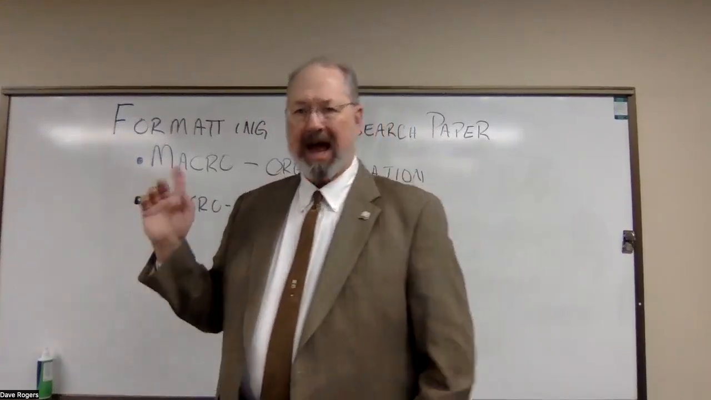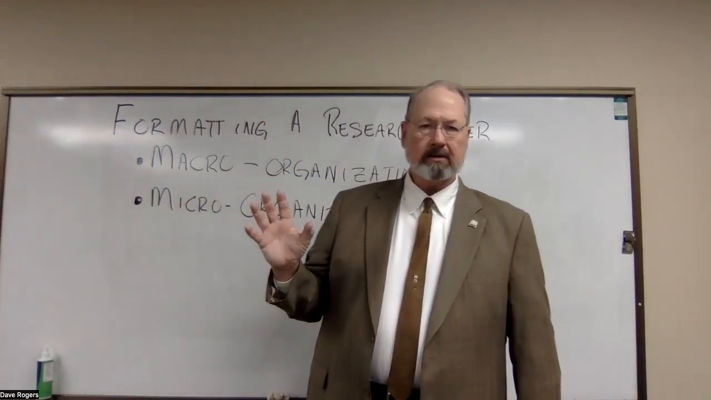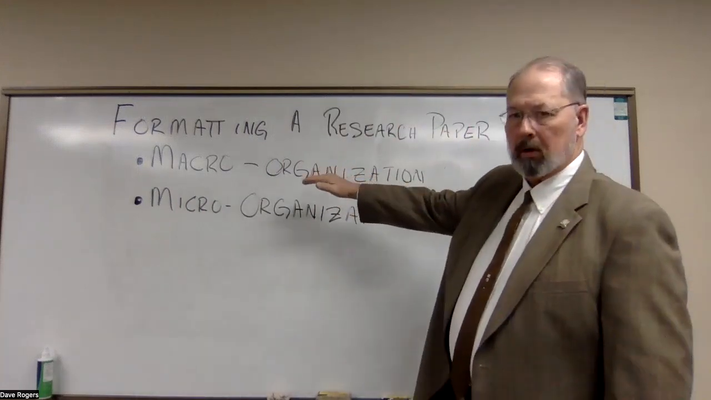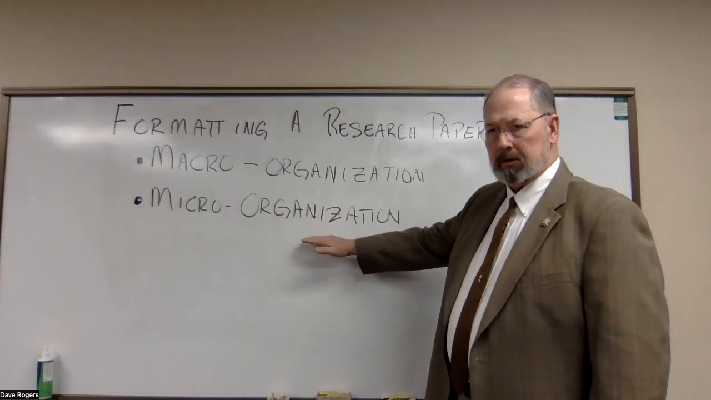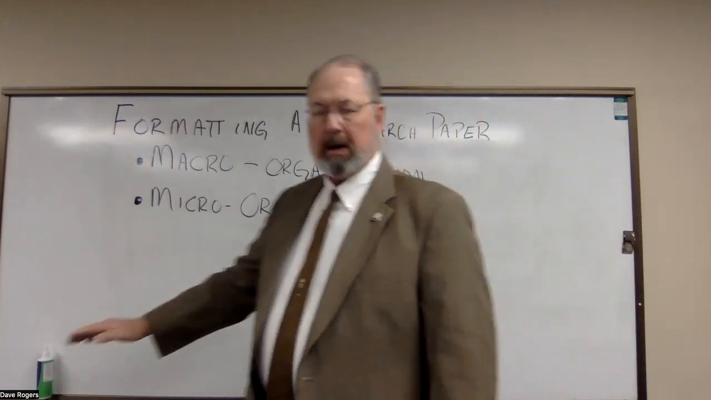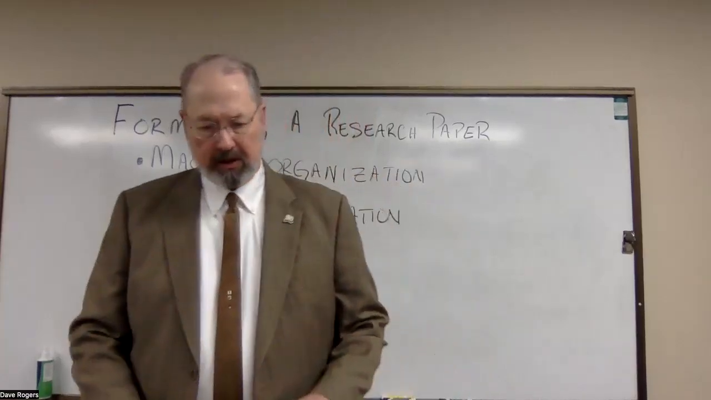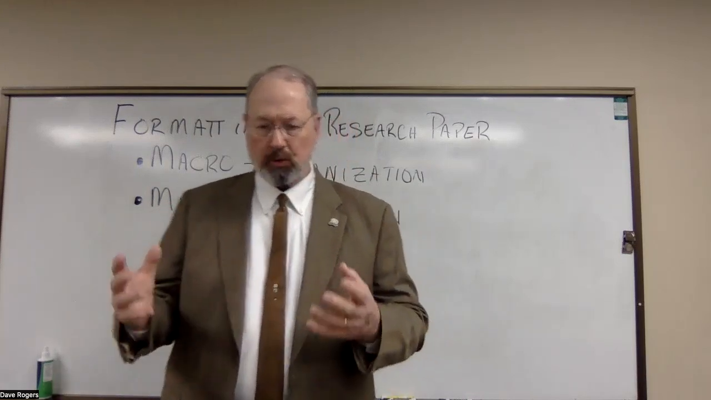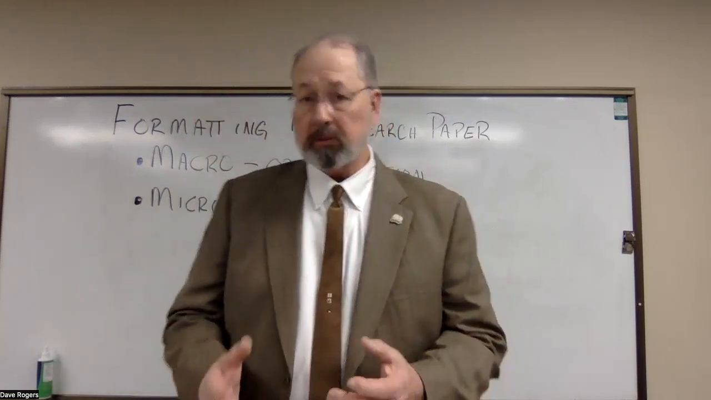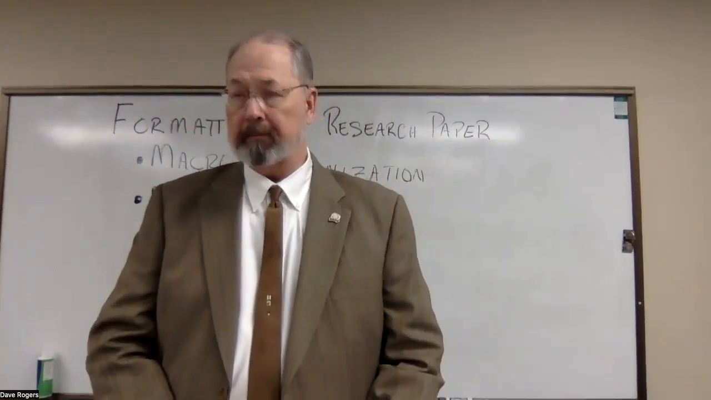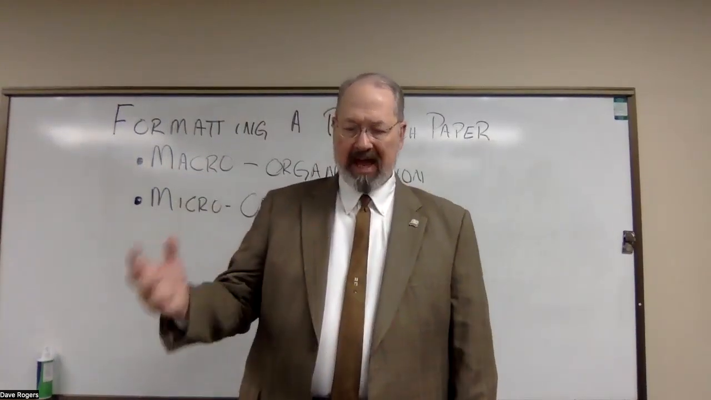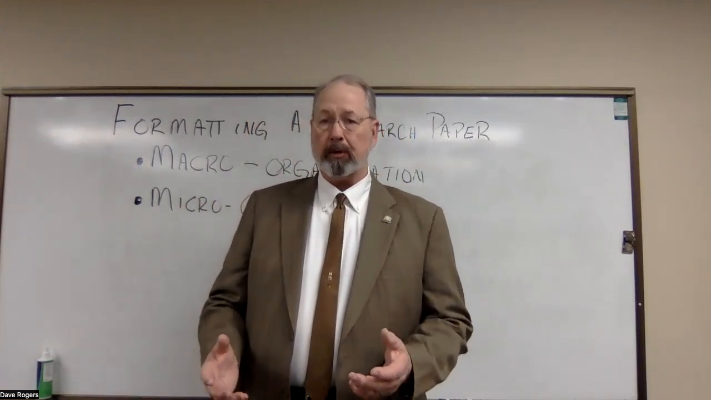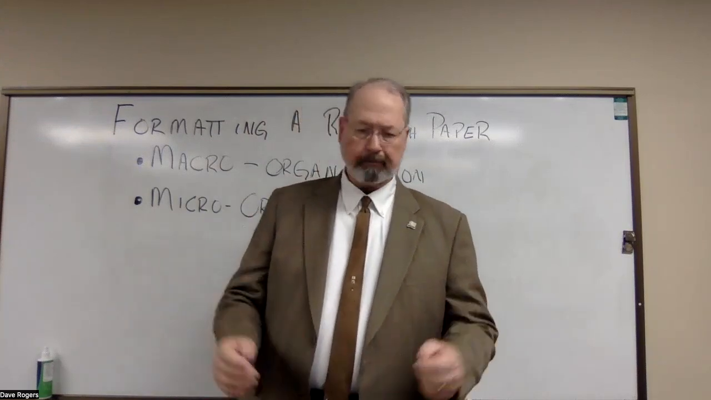Tonight, we're going to talk about two aspects of formatting a research paper. And those two aspects are the macro organization and the micro organization. Macro organization has to do with building the paper, the actual content of what you're researching, the subject matter, how you put that together, how it's presented. Macro organization for a research paper is what the paper is about.